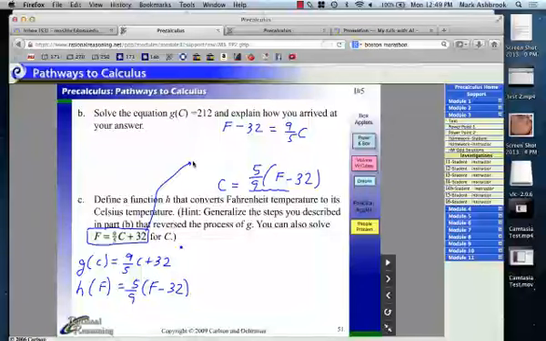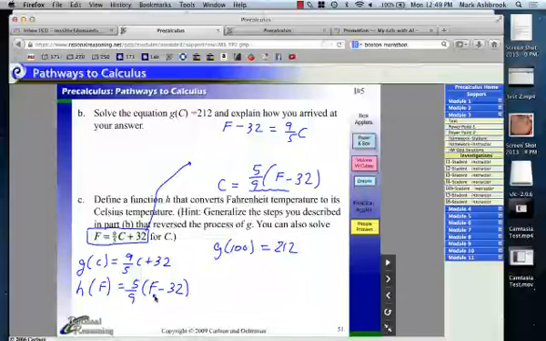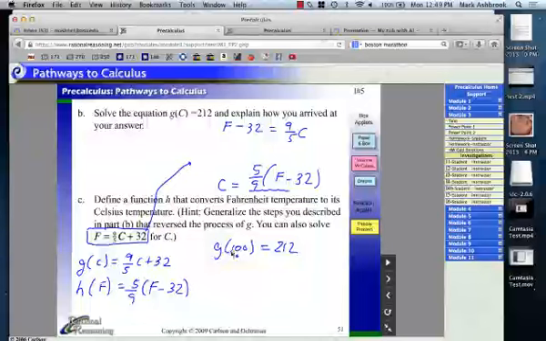So whatever G does to a Celsius, for instance, G of 100 gave us 212, right? Now what if I took 212 and put it into function H? What am I going to get? 100, because H undoes or reverses what G did. That's the meaning of inverse, right? The meaning of an inverse function is a process that reverses or undoes the first process.